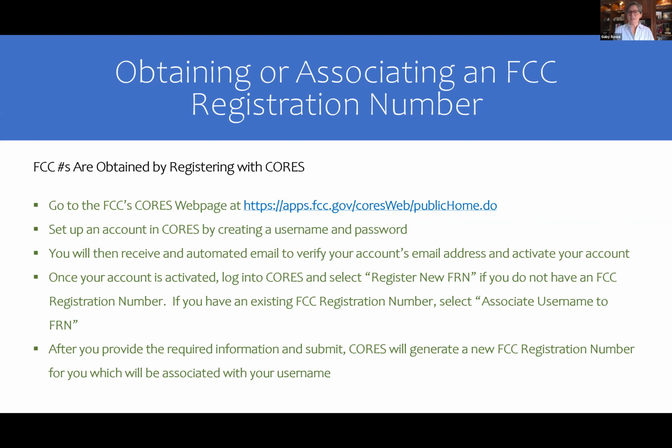Once that account is activated, register for a new FRN if you are not in an institution that's participated in E-rate. However, if you are simply a new administrator, then you need to go to the button that says associate username to FRN so that your email address can be associated with the existing FRN for your institution. After you provide that information, CORES will generate a new registration number that is attached to your email and your username, and that will allow you to get the correct information to fill into your ECF application that we'll show you the link to in just a minute.